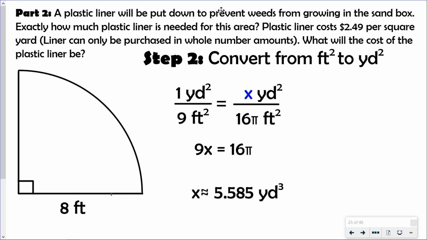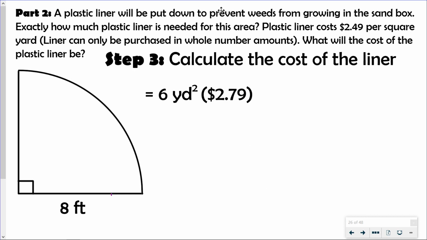Make sure when you enter this in your calculator that you put 16 pi in parentheses because you want to divide 9 into that whole quantity. So 16 pi divided by 9 is 5.585 square yards. Now, in the problem it says, liner can only be purchased in whole number amounts. So if we're getting our liner cut at the Mathville supply store, we cannot ask for 5.585 square yards, so we're going to round up to the nearest square yard, which is 6 square yards, and the cost is $2.79.